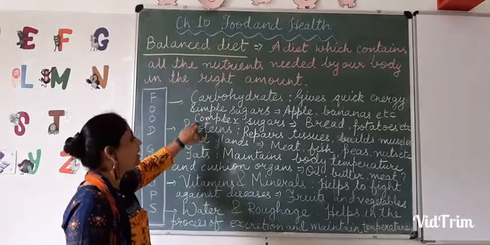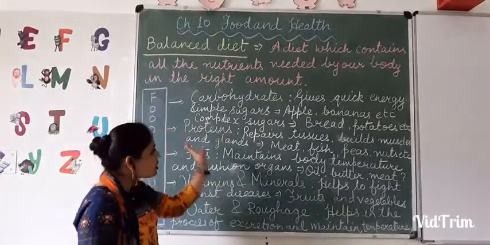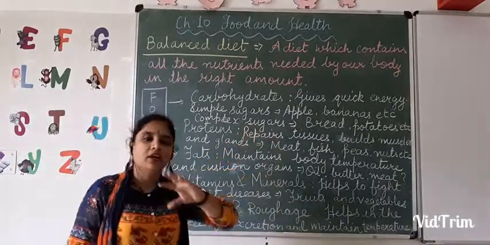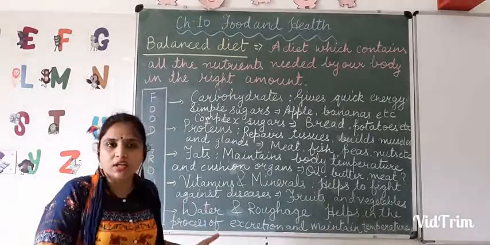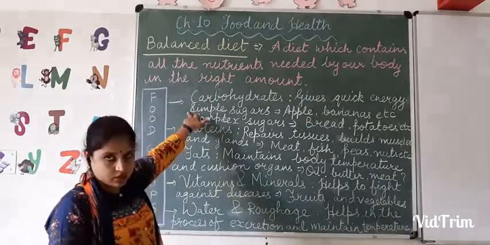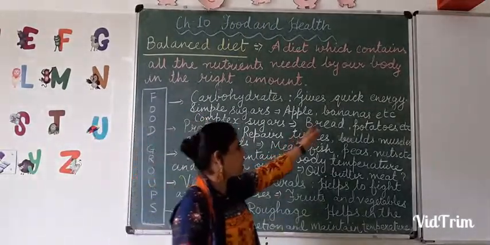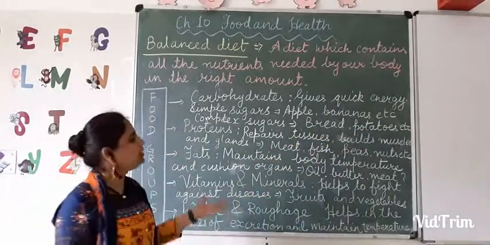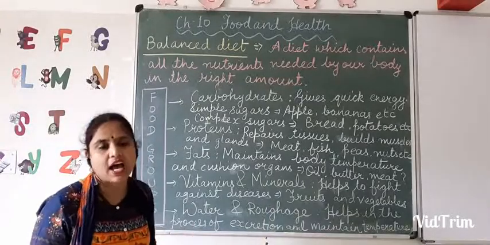And the next category is complex sugars. Okay, and complex means difficult. So complex sugars are difficult to digest, means it takes a little bit more time in comparison with simple sugars. That is why it is known as complex sugars. And things like bread, potatoes, rice, they contain complex sugars. It is also known as starch.